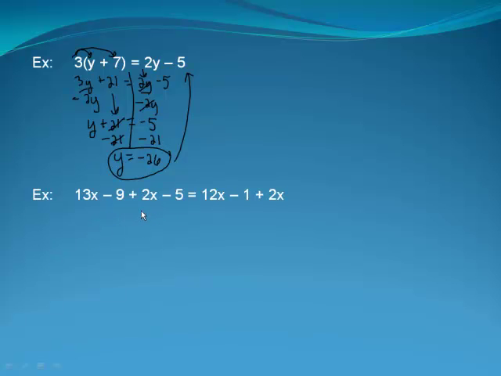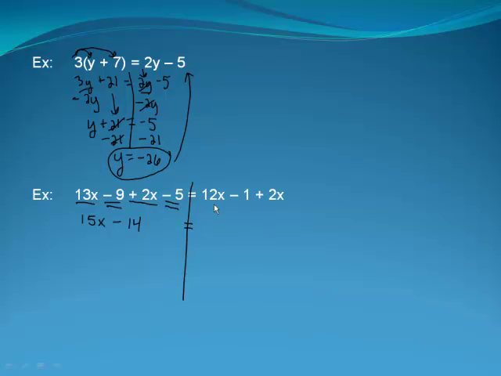Here we've got 13x minus 9 plus 2x minus 5 is equal to 12x minus 1 plus 2x. Combine like terms on the same side. So I've got a 13x plus 2x. 13 plus 2 is 15, so I've got 15x's. I've also got some integers. I've got minus 9 and minus 5. Minus 9 and minus 5 is minus 14.